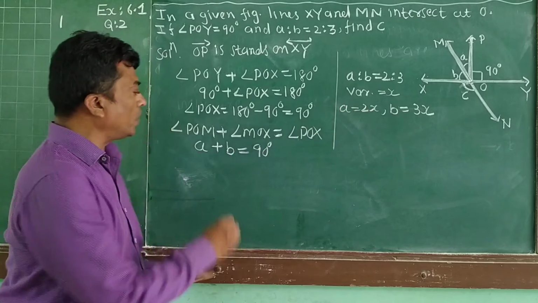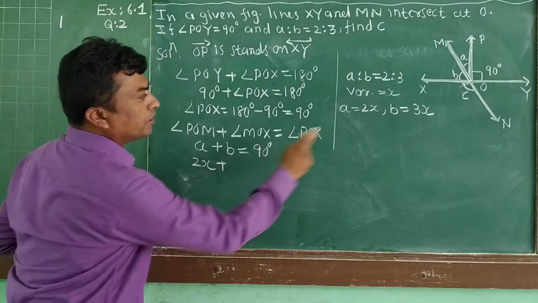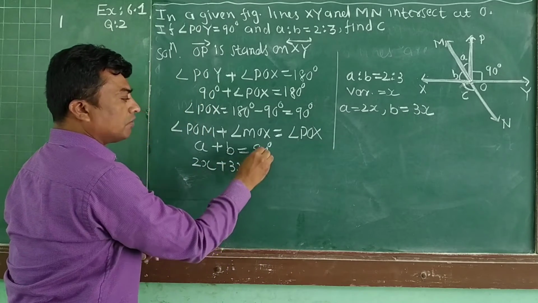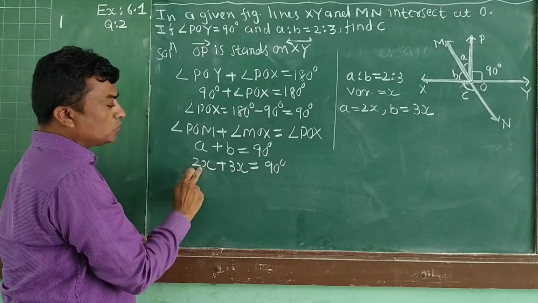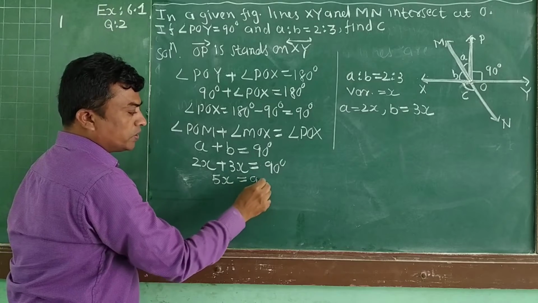A is equal to 2x, so instead of a we can write 2x, plus b. B is equal to 3x, so 3x is equal to 90. Now 2x plus 3x is 5x, which is equal to 90.